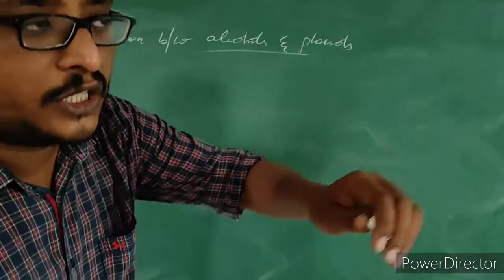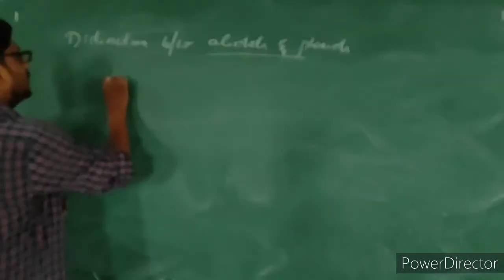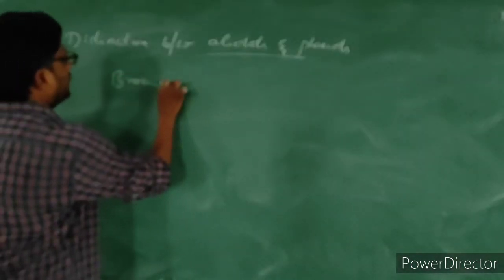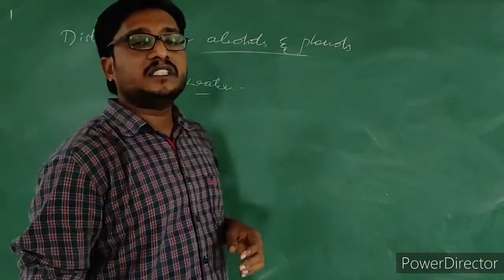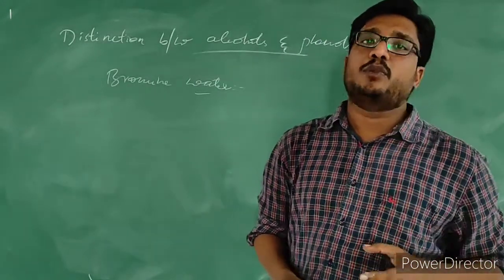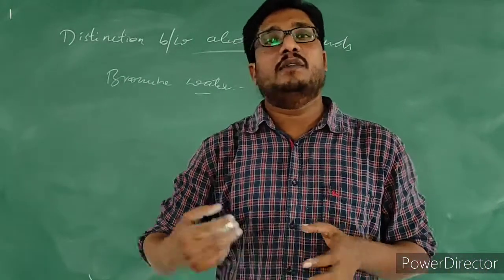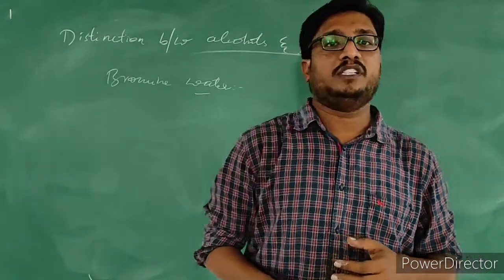Next, there is one more test in order to differentiate alcohols and phenols. That is bromine water. When phenol is treated with bromine water, a white precipitate gets produced. But alcohols will not form this white precipitate on reaction with bromine water.